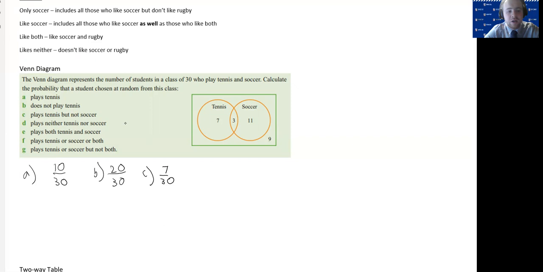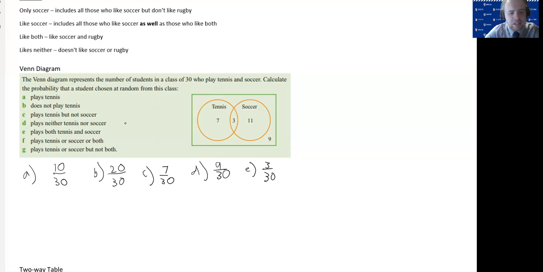All right, let's continue. So part D, plays neither tennis nor soccer. That's going to be the number that's outside of both of the circles. So that 9 down the bottom. So 9 out of 30 would be the probability of that. Plays both tennis and soccer. Okay, for this one, it needs to be both in the tennis circle and in the soccer circle. So it's going to be 3 out of 30. Has to be in both.